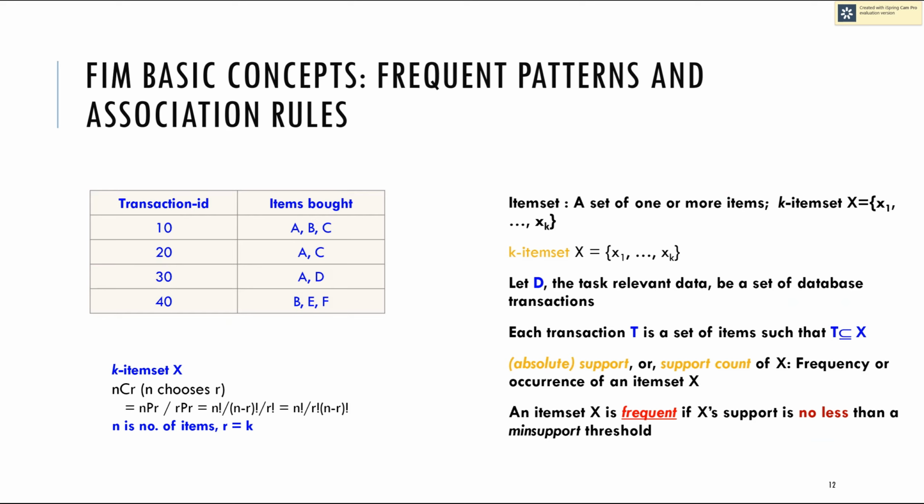Now, let us take a look at the frequent item set mining basic concepts. This is for frequent patterns and association rules, as well as Apriori. So what is an item set? An item set is a set of one or more items. D is the relevant data, a set of database transactions, and each transaction T is a set of items such that one transaction is a subset of the items X. Support means the frequency of occurrence of an item set, and we say that an item set is frequent if its support is no less than a minimum support threshold.